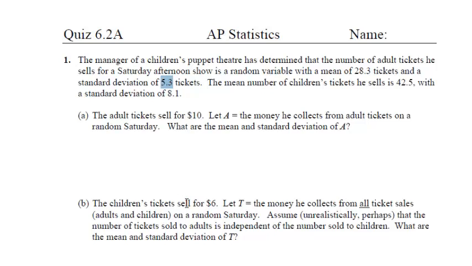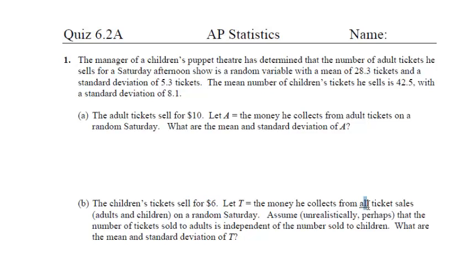For the children's tickets, now down here, it's not asking for just children. It's saying let T be the money that he collects from all tickets. So this is for children and for adults. So basically what I did was off to the side, I did the same thing up here, but I did it for children's tickets, seeing the children's tickets sell for $6. So I made the mean number of children's tickets that he sells 52.5. I multiplied it by 6 so I could see the mean number of dollars that he earned. I multiplied 8.1 by 6 so I could see the standard deviation in dollars.